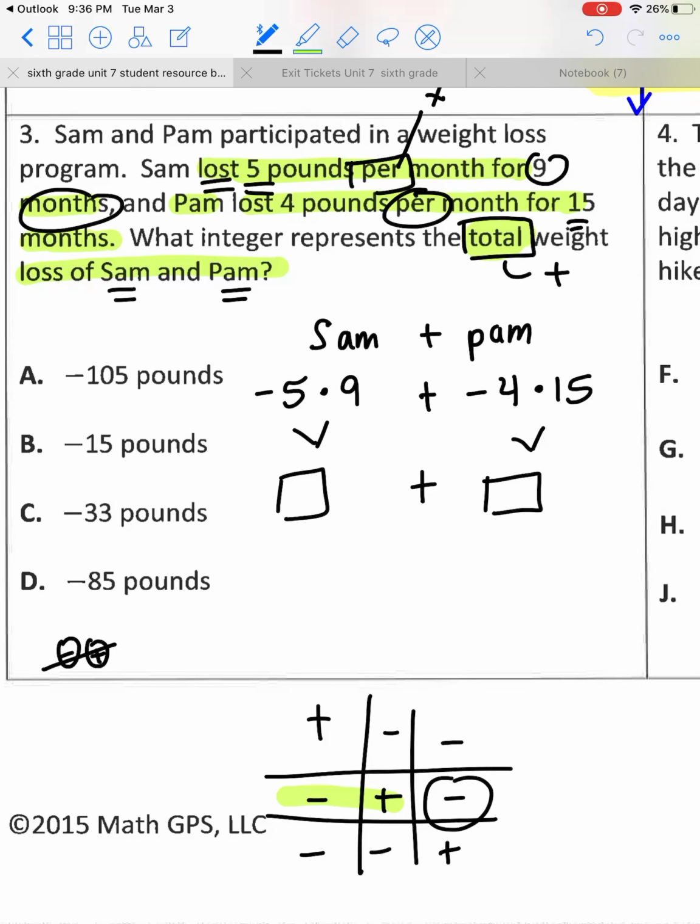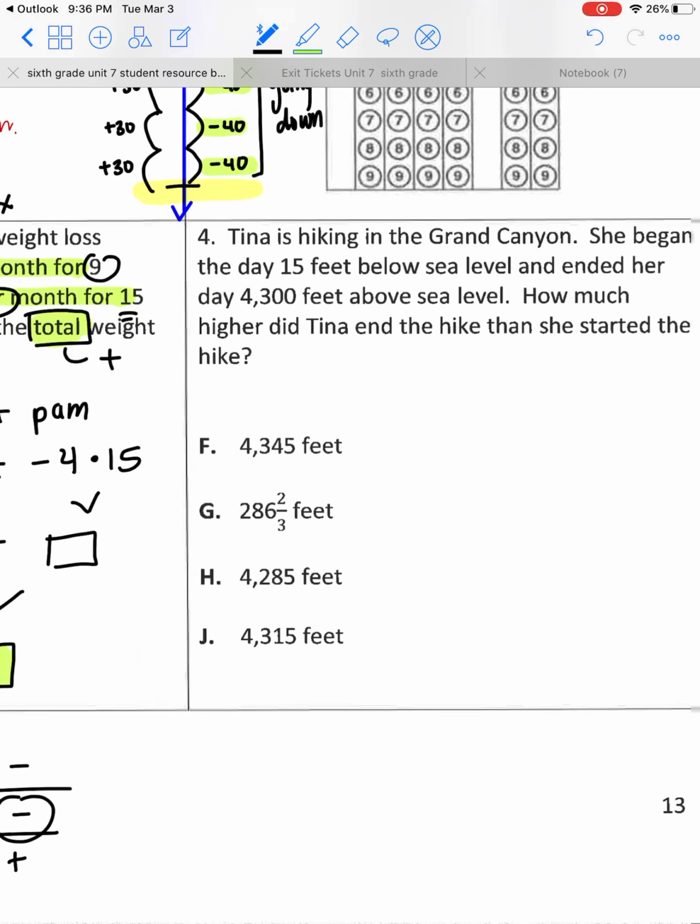And they're both negative times positive, so keep that in mind. Then at the final end, add them together and give me your final total. Okay? Tomorrow, what I'm going to look for is, did you get the correct answer here? Okay? On to the next one.